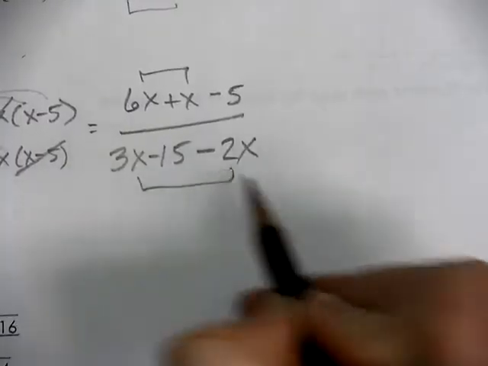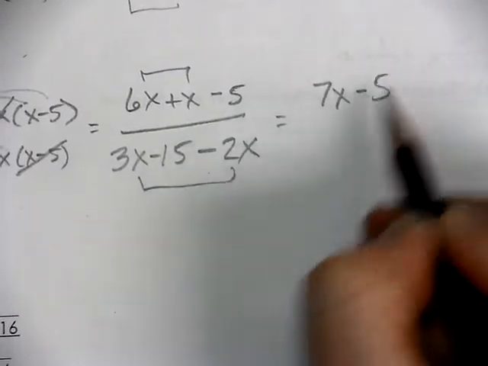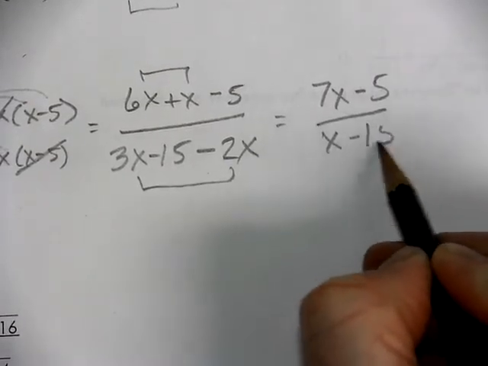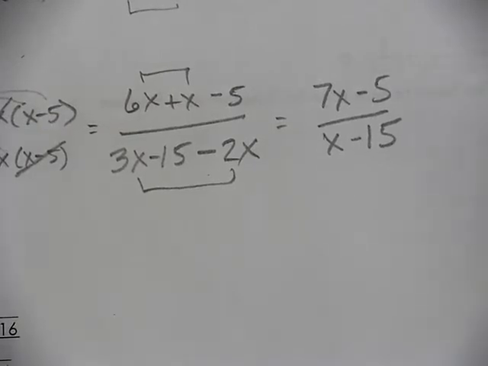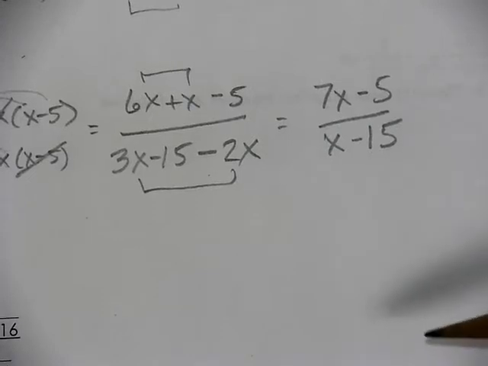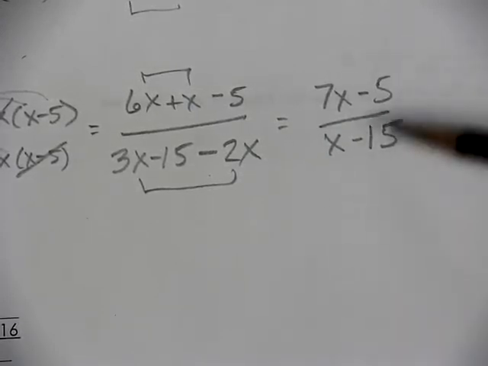So our like terms are going to come together. Looks like we're going to have 7x minus 5 over x minus 15. So this is a situation where you cannot cross x's out. You cannot reduce the 5 and the 15.